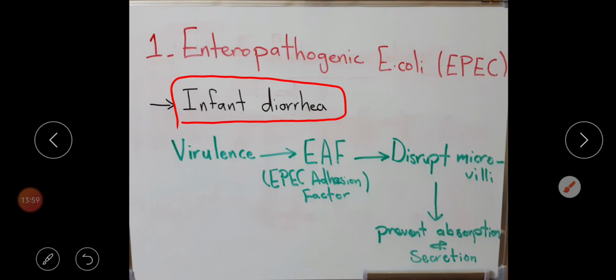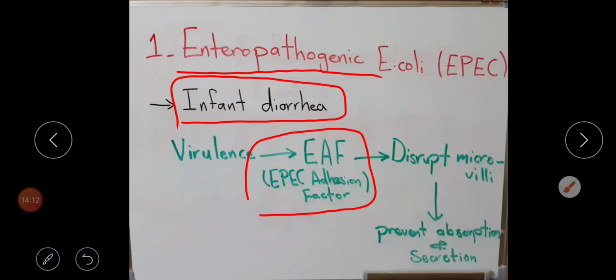What are the virulence factors that help the enteropathogenic E. coli to infect the intestine? The main factor is what is called enteropathogenic E. coli adhesion factor. By this factor, they will attach themselves to the microvilli, disrupting them and causing cupping of the cells around the bacteria, so the intestine will lose its normal function of absorption and secretion.